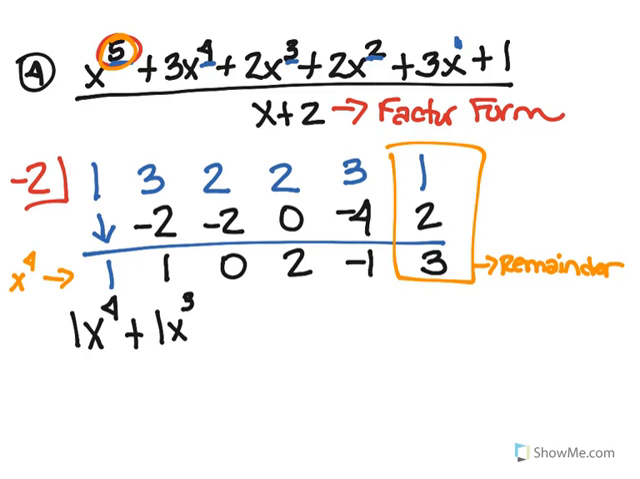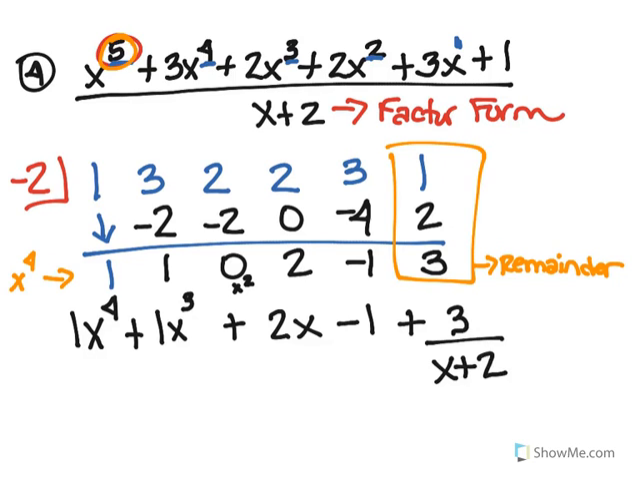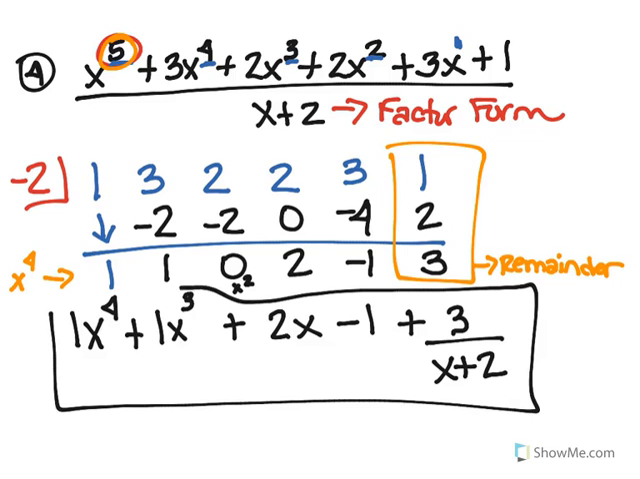Now I'm really going to skip over this. This is x squared. We don't have an x squared term. Plus 2x minus 1, we're through with x's, and we're going to say plus 3 over x plus 2. That's our factor form for -2. And that would be our new polynomial.